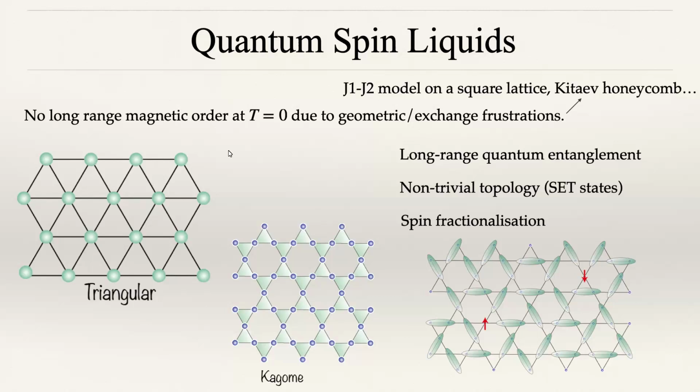And there is some non-trivial topology of the ground state wave functions of these ground states. That's why sometimes in the literature, quantum spin liquids are also called symmetry enriched topological states. And usually there are some spin fractionalizations of the spins. For example, in the RVB picture, you will have some broken up spin-half spinons. And in our case, the Kitaev model will have some Majorana fermions and some Z2 gauge fields.